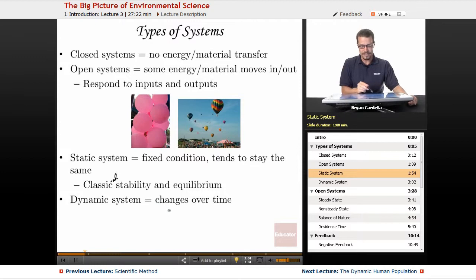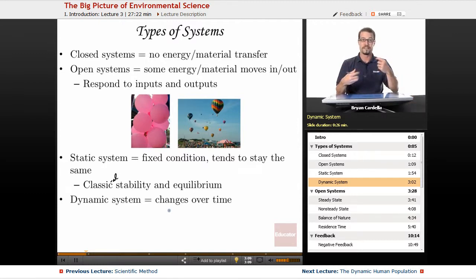Now, a dynamic system changes over time. We've seen evidence of that in geology, in terms of how evolution has affected life, and geology related to that. Over time, stuff changes. So with a dynamic system, you're going to see that come up a lot in environmental science. Certain inputs and certain outputs cause changes where it's not static in the long run.